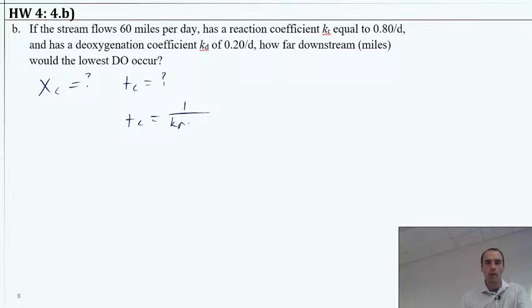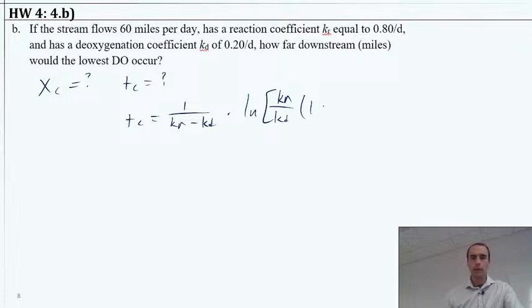So 1 over KR minus KD, here is the equation, times natural log of KR over KD. Here's that one that I told you to integrate, right? And fortunately, we didn't feel the need to do that. In this part of the equation, we have D naught again multiplied by, I'll go ahead and write it out, but this all goes to 0. KR minus KD over KD times L naught.